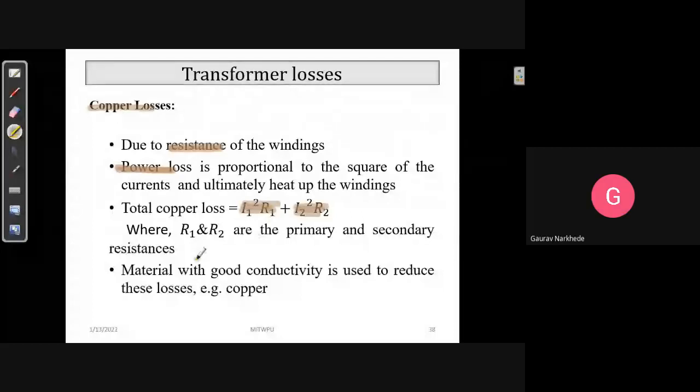Okay. Now for minimizing this loss we have to use material with very good conductivity. उसका रेजिस्टेंस काफी कम चाहिए. तो अगर रेजिस्टेंस कम होगा तो फिर कॉपर लॉस भी कम हो जाएगा. Yes, sir. Yes, ओके.